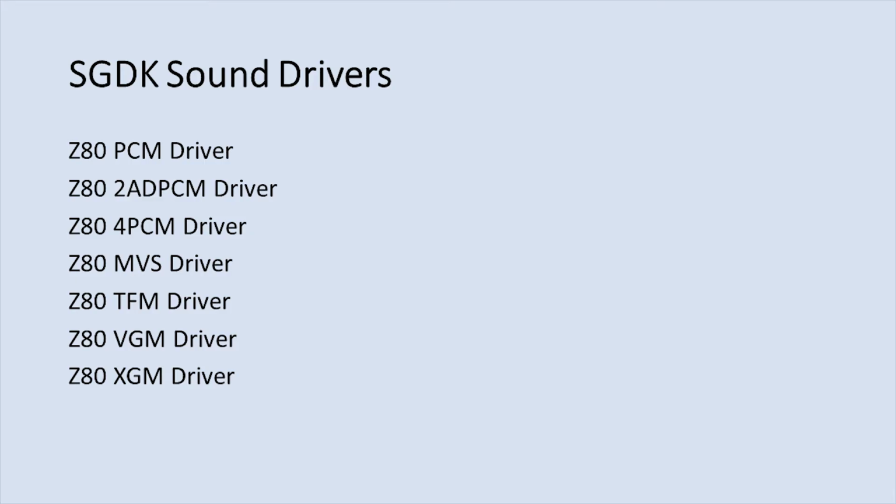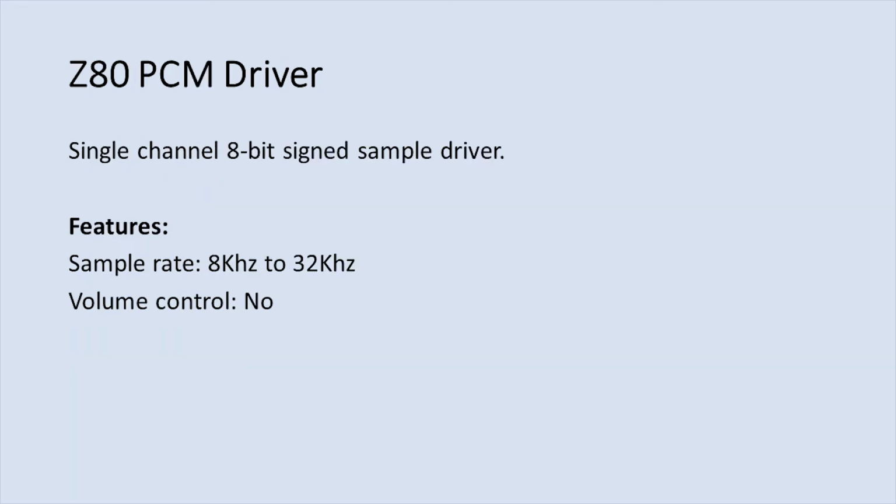So this is a list of the 7 sound drivers presently available in the SGDK. I'm going to briefly go over the first 6 and then do a coding demo of the XGM driver last. The first driver is the Z80 PCM driver, a single channel 8-bit signed sample driver, which takes samples between 8 and 32 kHz. This driver has no volume control.